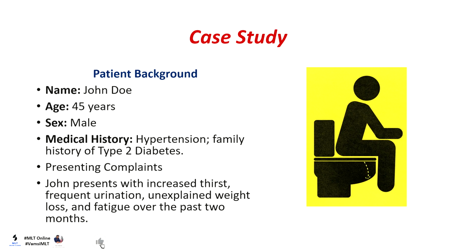Sample case study. Patient background. Name: John Doe. Age: 45 years. Sex: male. Medical history: hypertension, family history of type 2 diabetes. Presenting complaints. John presents with increased thirst, frequent urination, unexplained weight loss, and fatigue over the past 2 months.